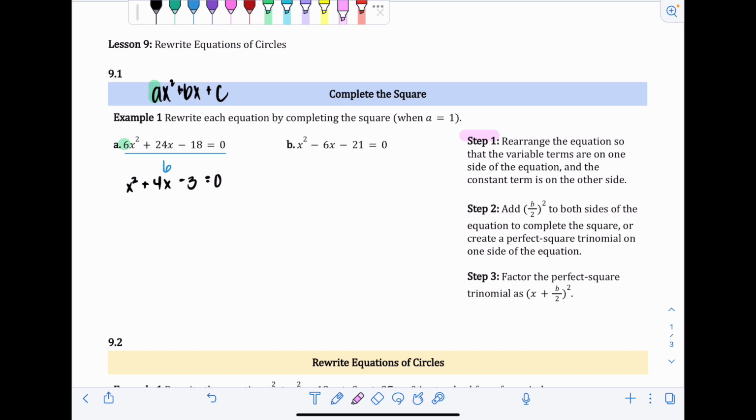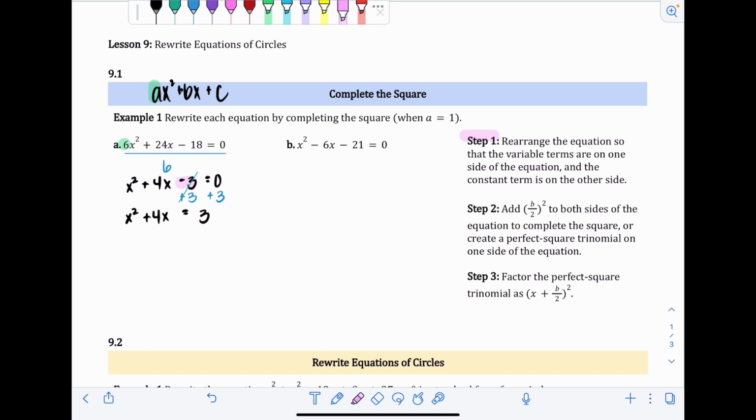So step 1, rearrange the equation so that the variable terms are on one side of the equation and the constant term are on the other. So that means that this negative 3 needs to get on the other side of the equal sign. So in order to cancel it out on that left side, I'm going to add 3, and then I would also need to add 3 to the other side of the equal sign right there. So I would bring down the x squared, bring down the 4x, and then the negative 3 plus 3 would cancel out, and then equals 0 plus 3, so 3. So we're done with step 1.